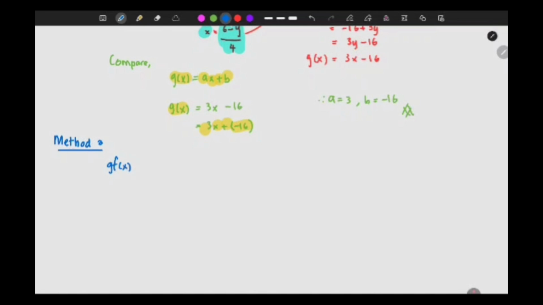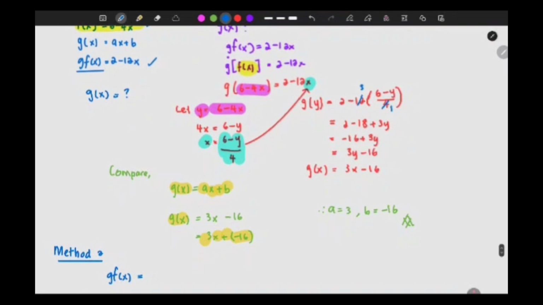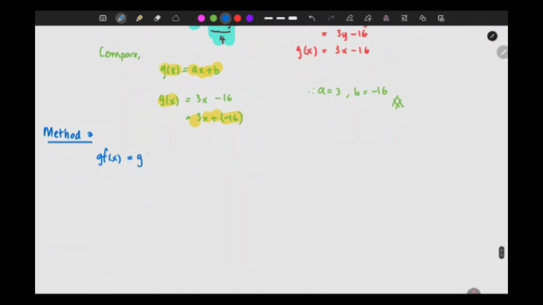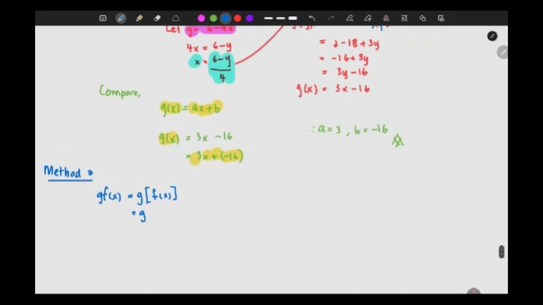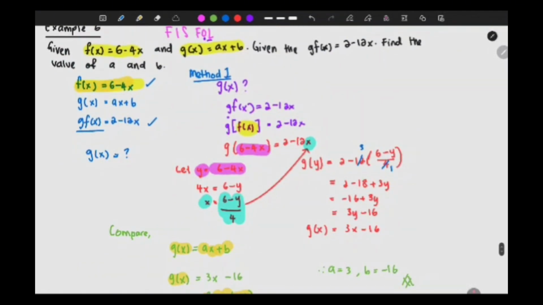But how do you find your g(f(x))? g, expand with your f(x), isn't it? What's your f(x)? There, 6 minus 4x. Substitute. This is method 2. I find my g(f(x)) and I compare that with the g(f(x)) the question gives. And I did tell you the method is almost the same.